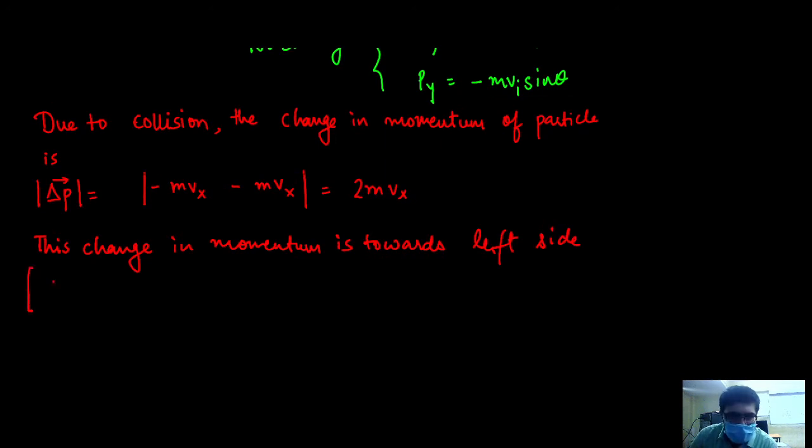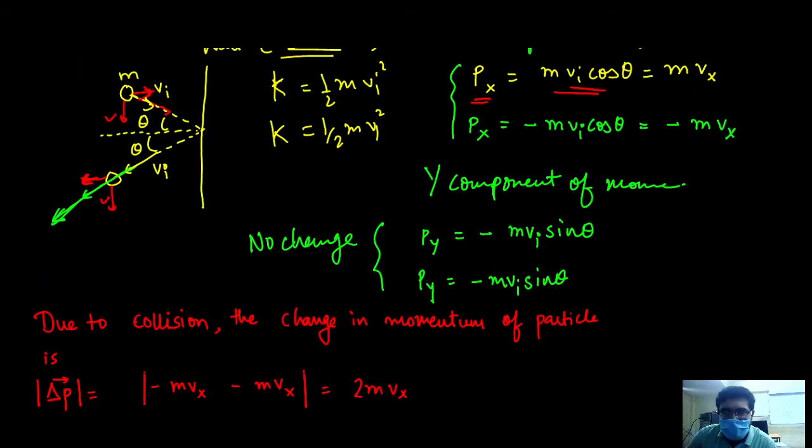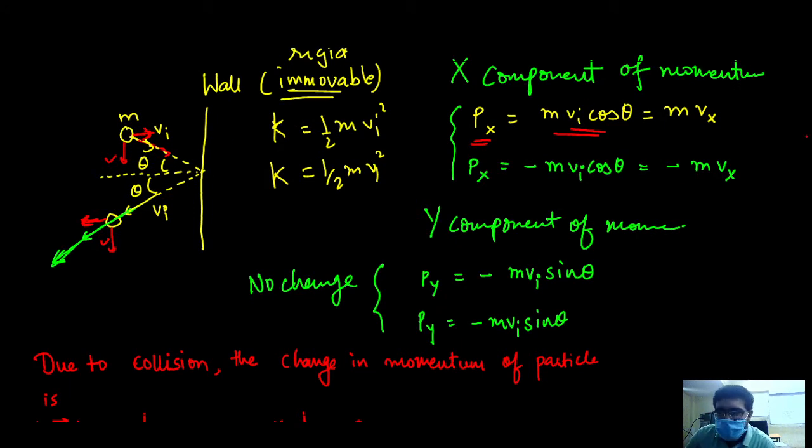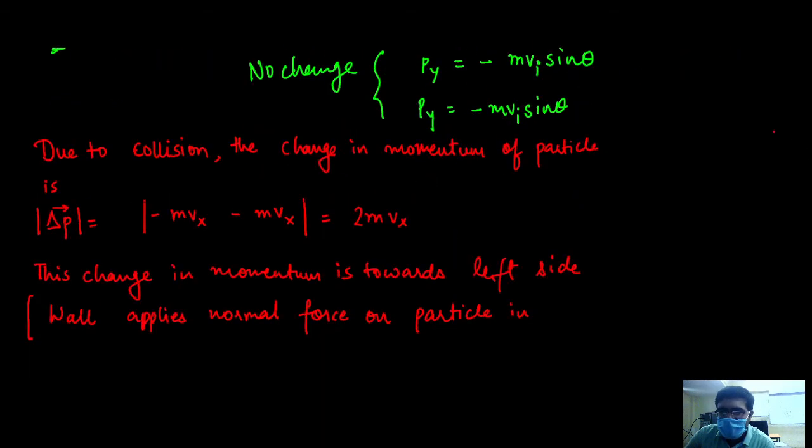Now another way to understand it is as follows. Alternative: you can say that the wall applies a normal force on the particle. Okay, in which direction? What do you think? When this particle hits the wall, the wall will apply a normal force on that particle. In which direction? Yes, obviously towards the left side. That's correct. Hopefully you remember how normal force works. So, you know what a force does? A force always changes the momentum. Hopefully you remember that. So that's what has happened here. Because the wall applied a normal force towards the left side, that's why the change in momentum is towards the left side.